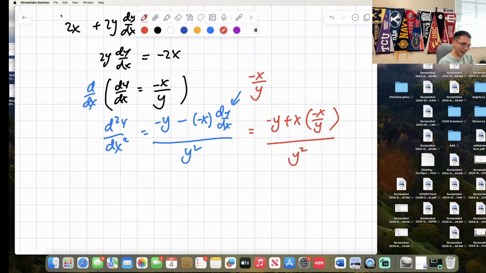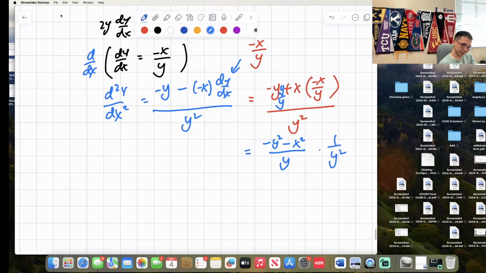I can combine fractions, so I can multiply this by y over y. So it'll be negative y squared plus x times negative x, which is negative x squared, over y squared, right? And that's y to the third.